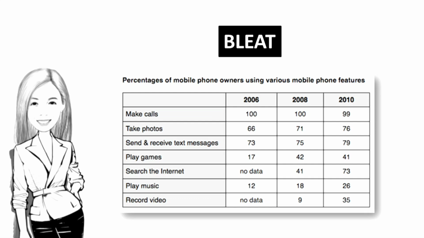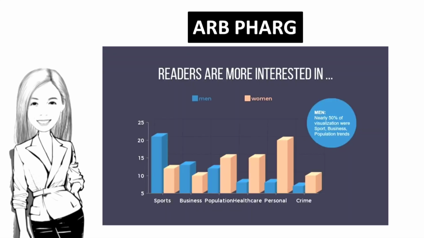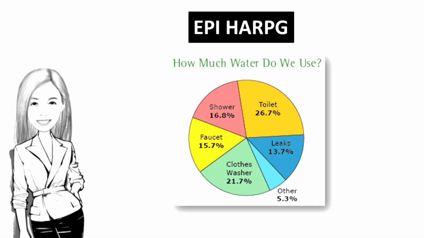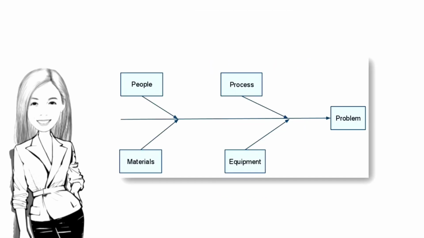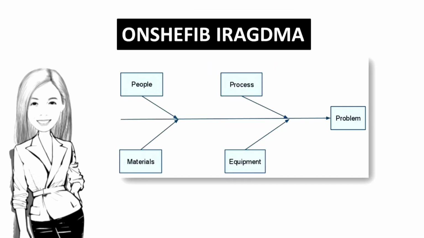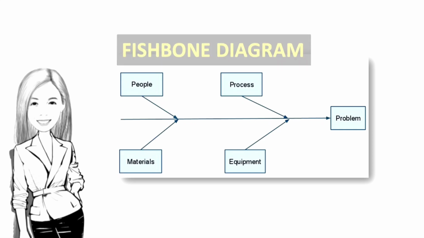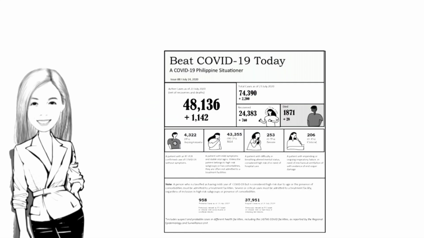I hope you answered table. You're doing great! Let's see the next picture. Did you say bar graph? Fantastic! Next picture. The answer is pie graph. Next. Well, it's pretty obvious that it's a fishbone diagram. How about the next picture?